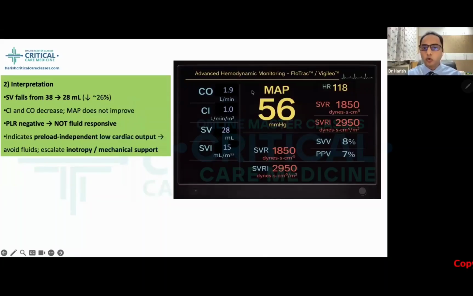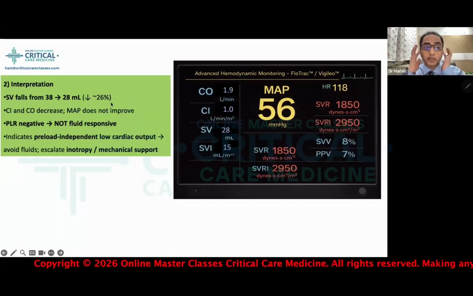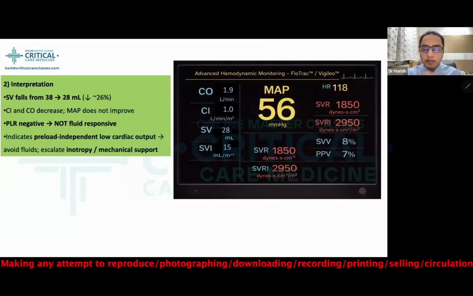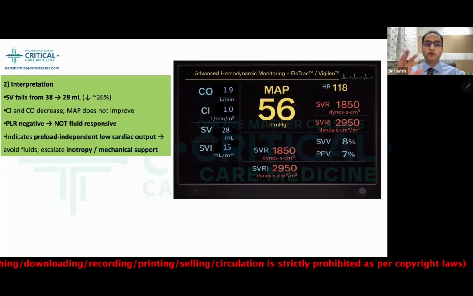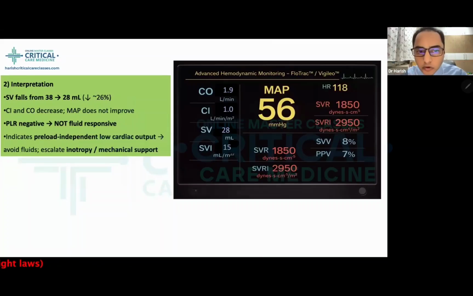Did he respond to volume? No. On the other hand, there is a worsening of cardiac output and stroke volume. Stroke volume falls from 38 to 28, about a 26% reduction. Cardiac index and cardiac output also decreased. MAP, there is no improvement. So PLR is negative, not fluid responsive. What do we need to do? His cardiac output is not preload dependent, it is preload independent. So we need to go for escalation of vasoactive therapy like inotropes, or opt for some sort of mechanical support for the cardiogenic shock, which is the complication of severe anteroseptal MI.